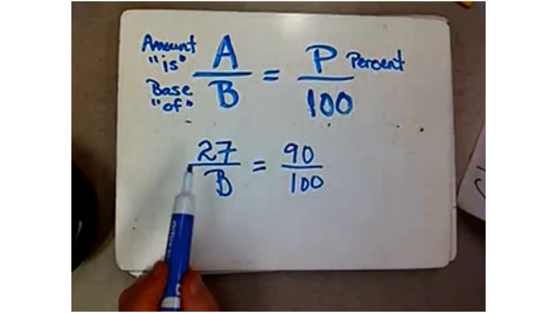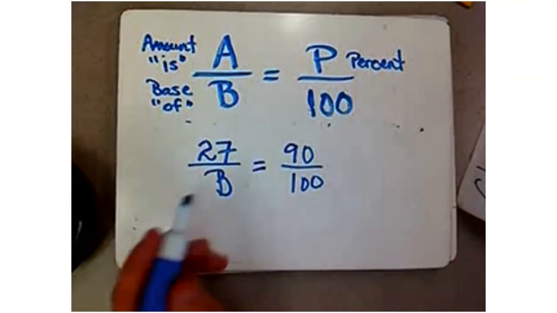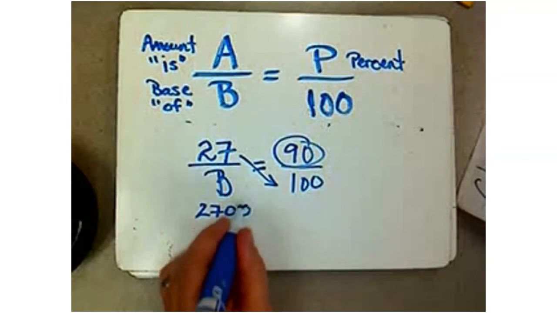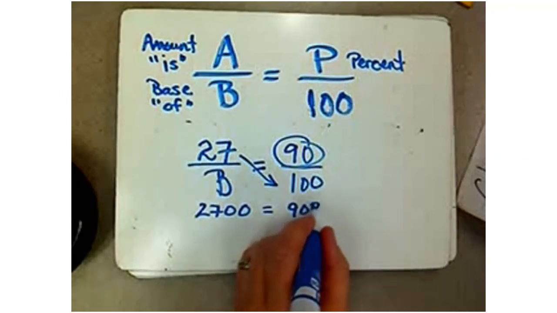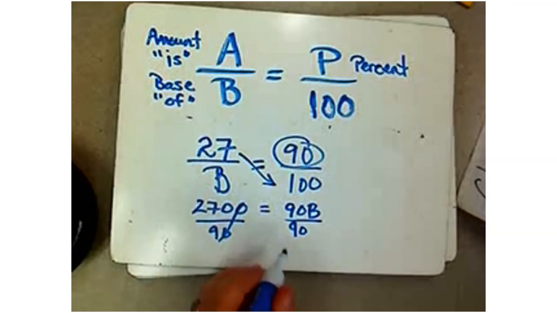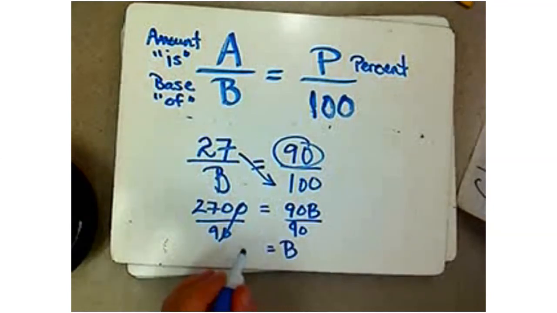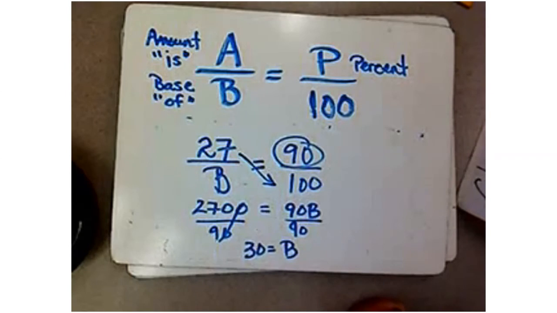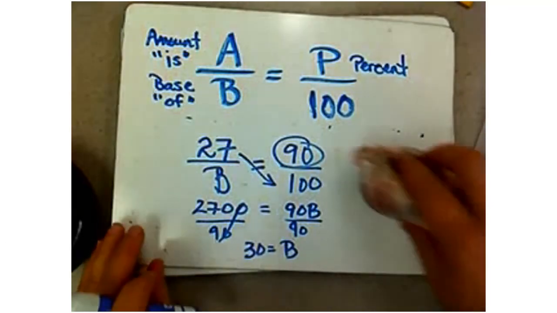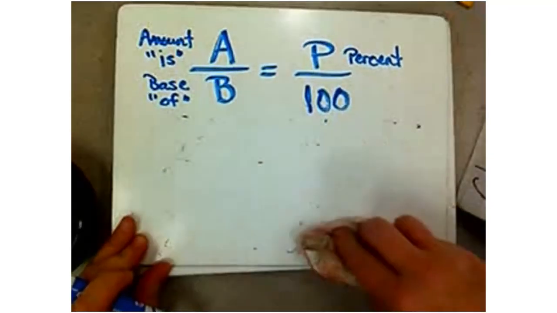So we're looking for the B. 27 is the A, 90 is the P. We're going to cross multiply and divide. So we're going to have 2700 equals 90B. We're going to divide by 90 on both sides, and B is going to equal 30, right? So you can find your B value by using A over B equals P over 100. Turn the page to page 522 and look at example 3.